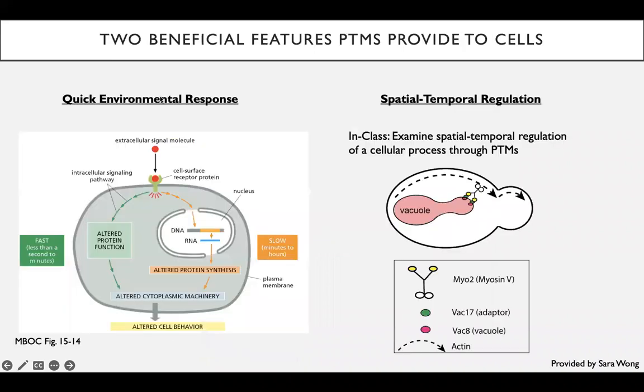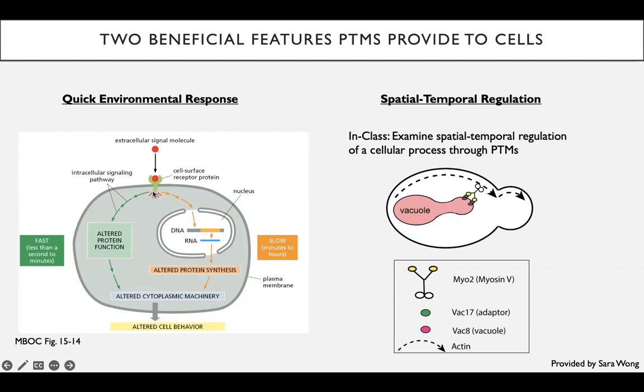So beyond just this functional enhancement of the genome, there are two key beneficial features that protein post-translational modifications provide to cells. And one shown here is that since the proteins are already made and you can just regulate their activity based off of quick modification, you can have this quick environmental response. And that's shown in this figure where you can have an extracellular signal that activates a receptor, and then through this altered modification of proteins and protein function, you can quickly respond to that environmental signal.